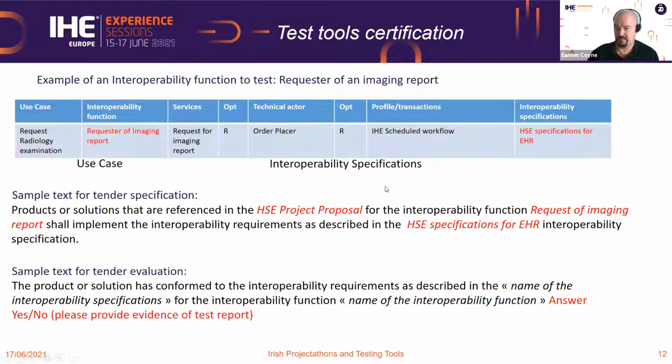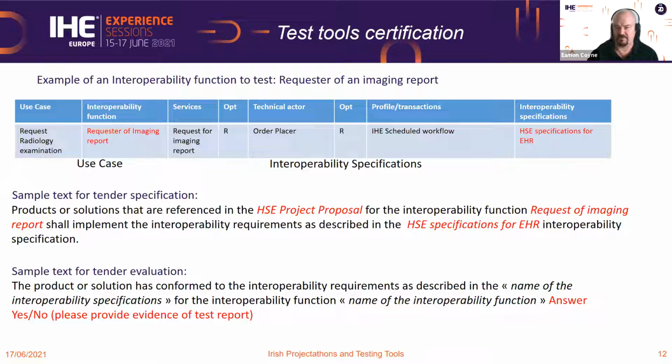So this is an example of an interoperability function to test. So we'll just say, for example, it's a requester of an imaging report. So the use case is request by radiology examination, the interoperability function is the requester of an imaging report. The service is the same, the optionality, the technical actor is called out as the order placer, and then the profiles and transactions, IHE Scheduled Workflow, and the interoperability specifications. I'm giving an example here, HSE specifications for an EHR.